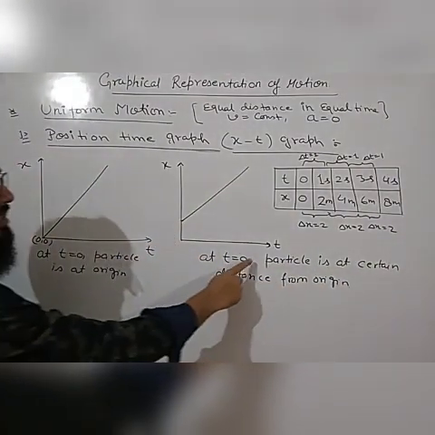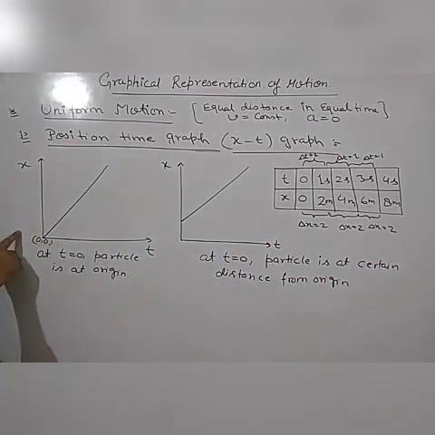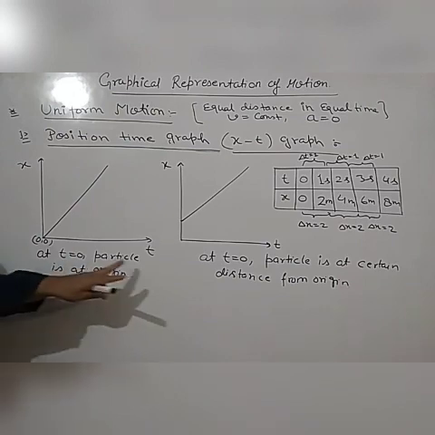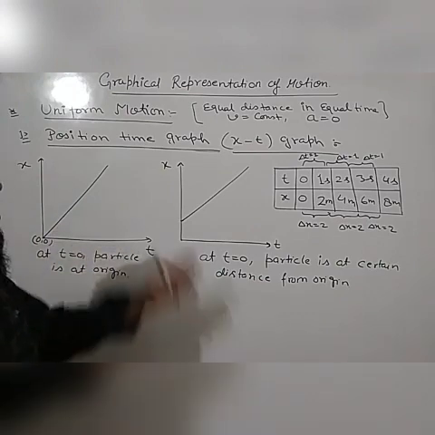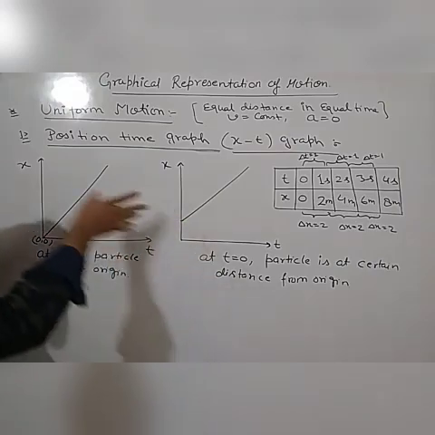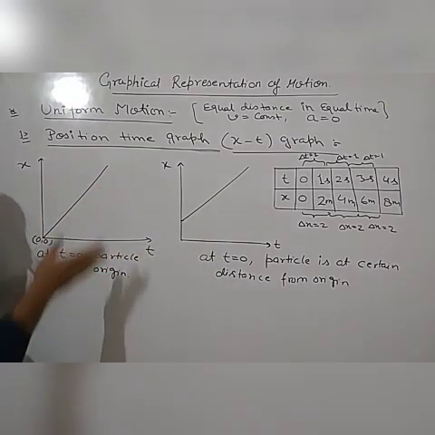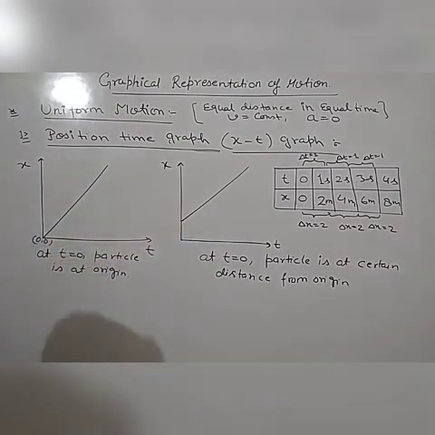this graph represents that at t is equal to 0, particle is at a certain distance from origin, and this graph represents that at t is equal to 0, particle is at origin. Okay, so if we are not given any table, or we have to draw the position time graph of a uniform motion, then we will certainly draw these two graphs. You can draw only this graph, or you can draw both the graphs.